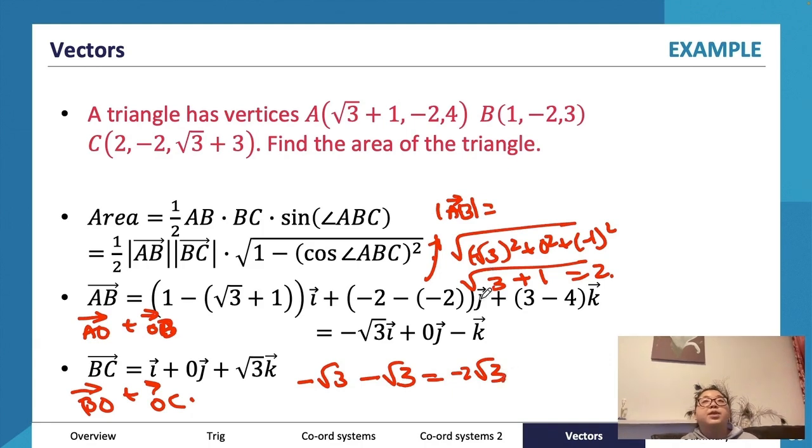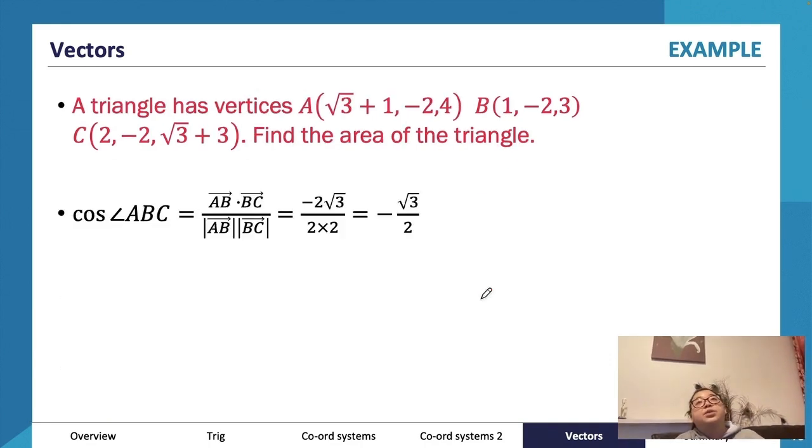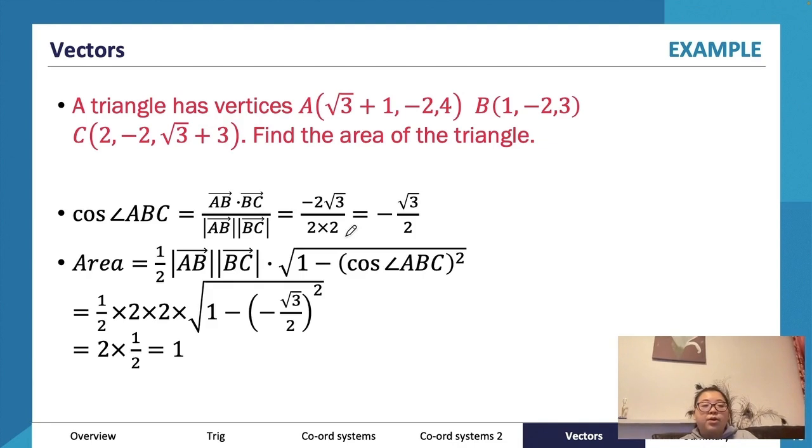If we move to the next slide, we can see how that was introduced. So our negative 2 root 3 over 2 times 2 is going to give us negative root 3 on 2 as our angle. We can plug that in, and we'll get 1 minus 3 on 4, which is 1/4, so it's going to be a half in there. So we'll have a half times 2 times 2 times a half, which gives you an area overall of 1.